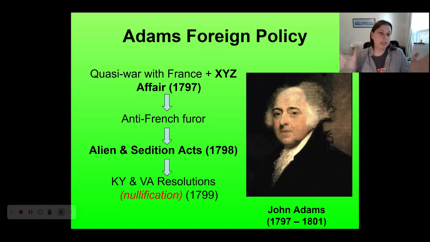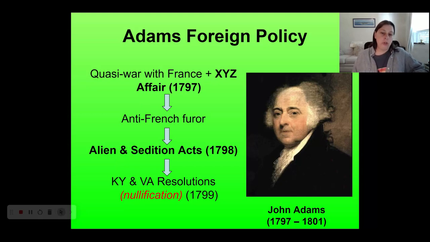Word of what happens gets out in American newspapers, and there is a wave of anti-French sentiment. Like the French are trying to get us to bribe them, and how dare they, and so on. And John Adams, a Federalist, not a fan of the French government, is pretty happy about this. He's sort of riding high. He's like, yes, I hate the French, and the people hate the French. The time is now. I'm going to pass some strict draconian laws.